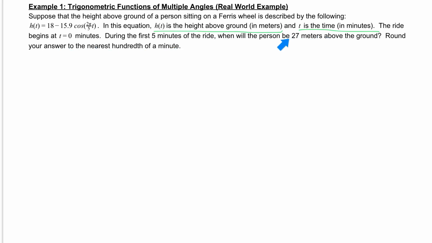So we are looking for this person to be 27 meters above the ground. And we know that h of t is the height above the ground in meters. So we want to start by taking this 27 and plugging it into our function at h of t. And we get 27 equals 18 minus 15.9 times the cosine of 2 pi over 5 times t.